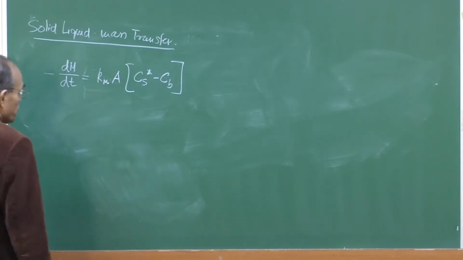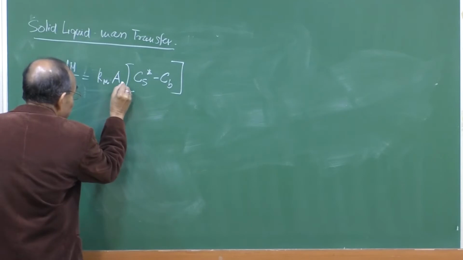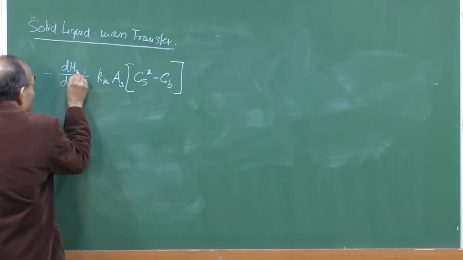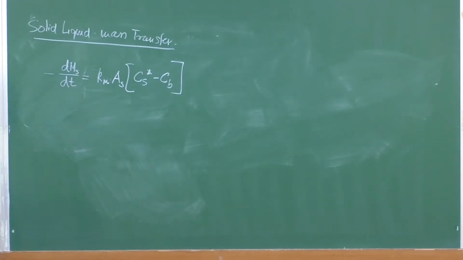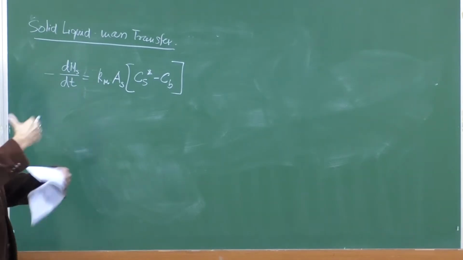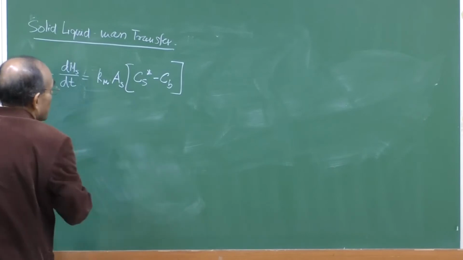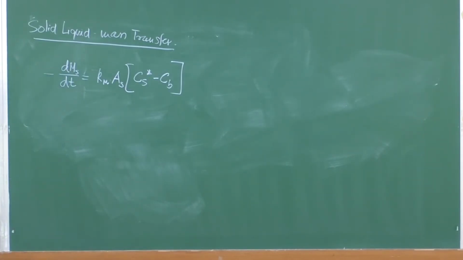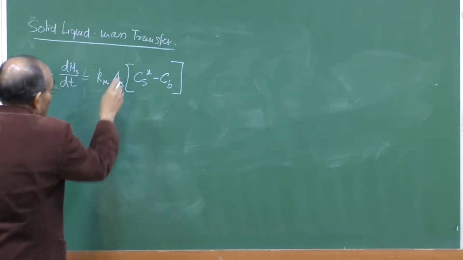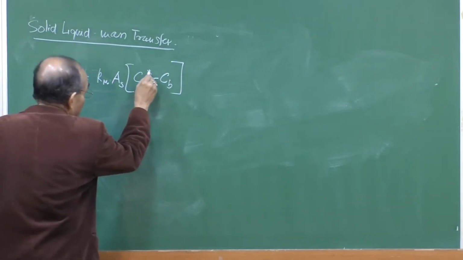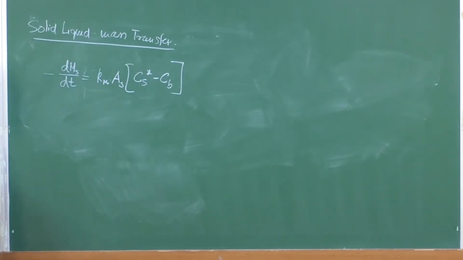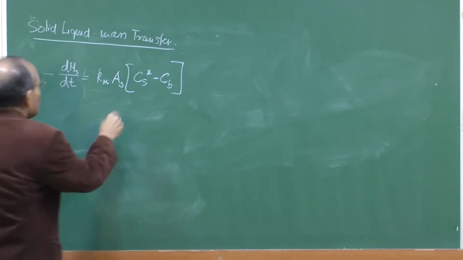So, if you have a spherical addition, we can say area of the sphere, mass of the sphere. If you add a sphere and the rate at which the sphere is dissolving, its diameter is reducing or the mass is decreasing, is equal to mass transfer coefficient times the interfacial area multiplied by the concentration. This is the surface concentration and this is the bulk concentration.